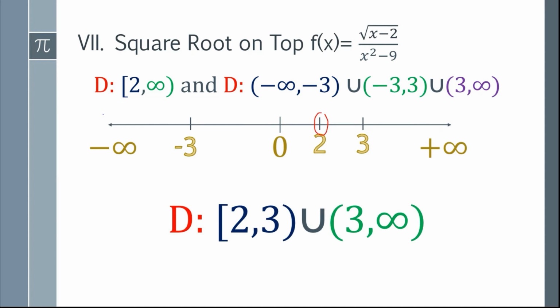Again, I'll shade it again. 2 to 2 to positive 3. Don't shade number 3 and extend it. And okay, box bracket 2, comma 3, parentheses, union, parentheses 3, comma infinity, parentheses.